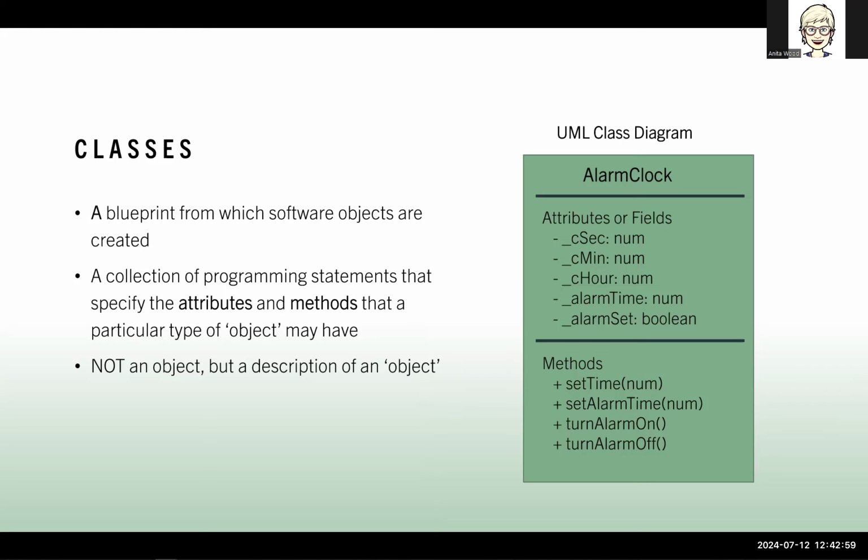Here is the UML class diagram for our alarm clock. If you haven't watched the Introduction to UML Diagrams video earlier in the module, please do so. UML diagrams are essential to programming. They allow developers to communicate their ideas to each other. The top portion of the UML are attributes, and the bottom portion are the methods. The minus sign signifies private, and the plus sign is for public.